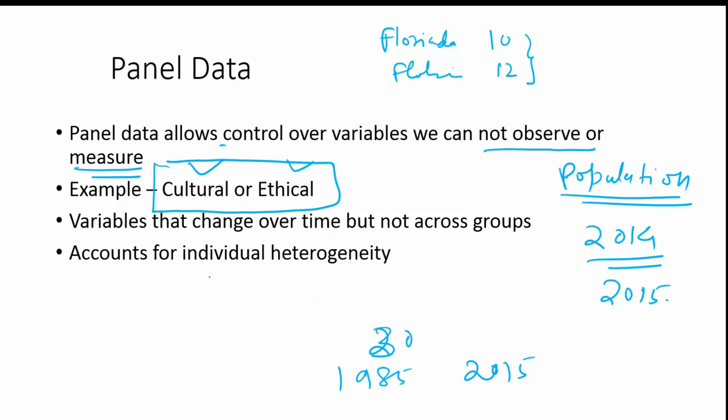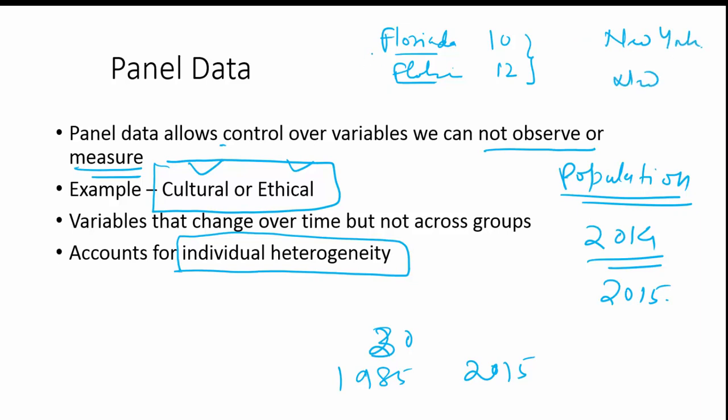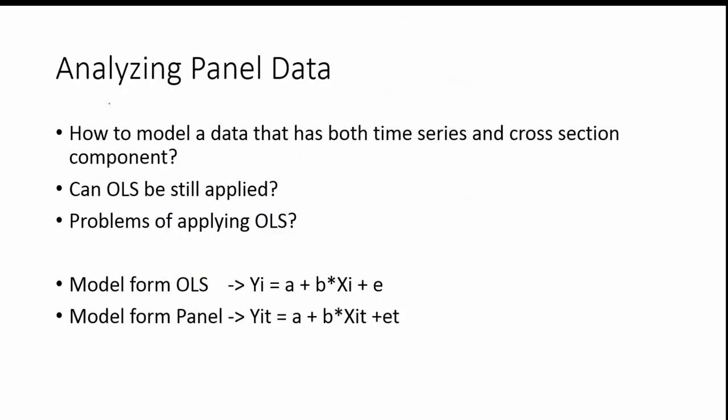It also accounts for the individual heterogeneity. That means how within the individual things change. For instance, how the population is changing over time for Florida and how it is changing for New York. So one can compare how a certain feature of the state Florida is changing over time compared to New York. So the comparison is also possible in panel data.